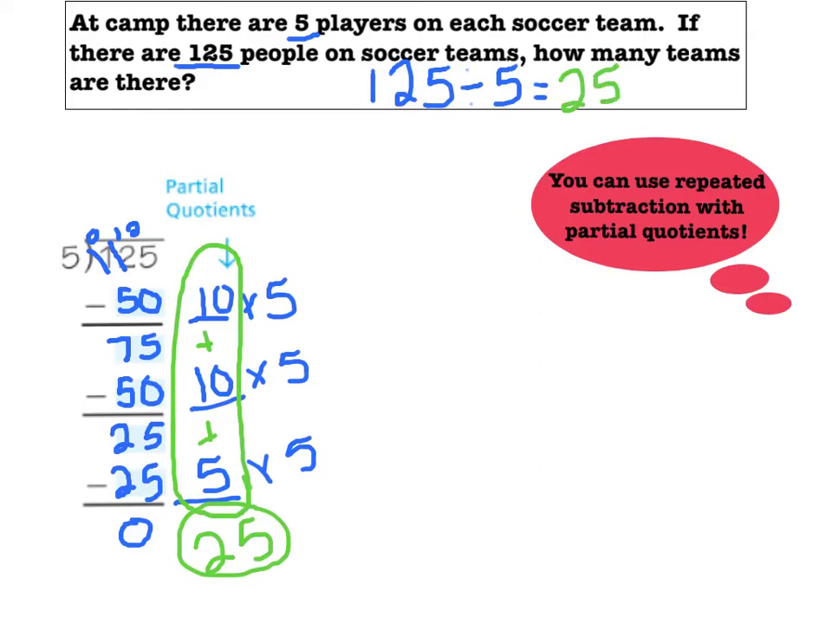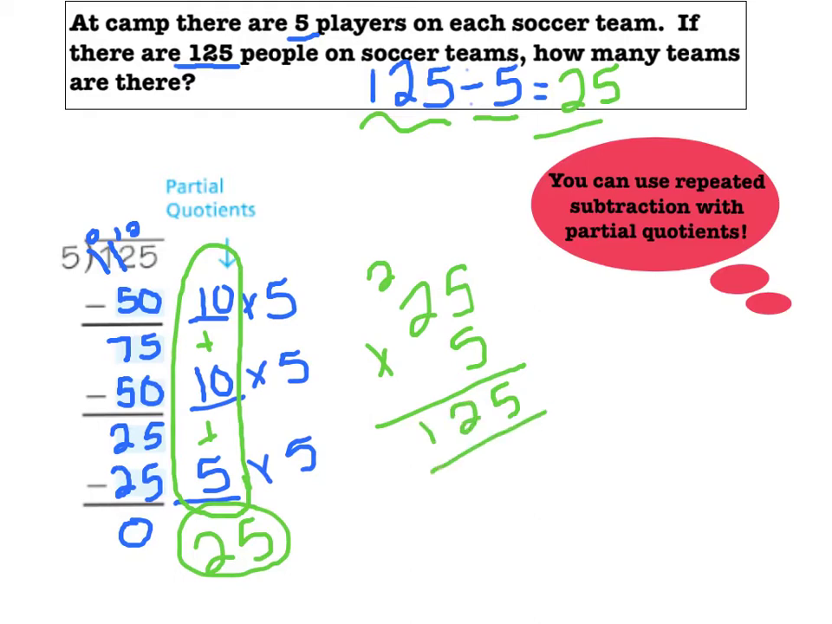25. Now I can check this answer, can I? So I'm going to take my 25 and multiply it by my divisor, which is 5, and my answer should be 125 if I did the right steps. So 5 times 5 is 25. Regroup my 2. 2 times 5 is 10, plus 2 is 12. I got 125, so I know that my answer is right. There are going to be 25 teams of soccer.